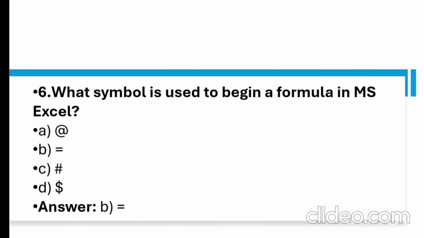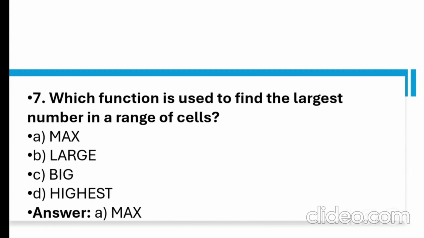Question number 6. What symbol is used to begin a formula in MS Excel? Options are A. @, B. equal to sign, C. hash sign, or D. dollar sign. So the correct answer is option B. Equal to sign.